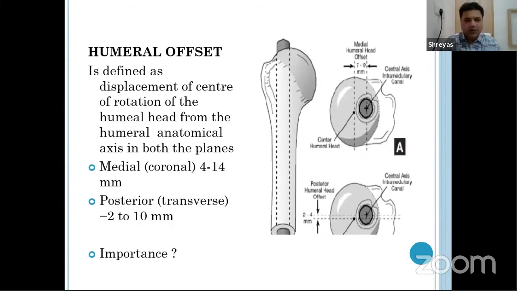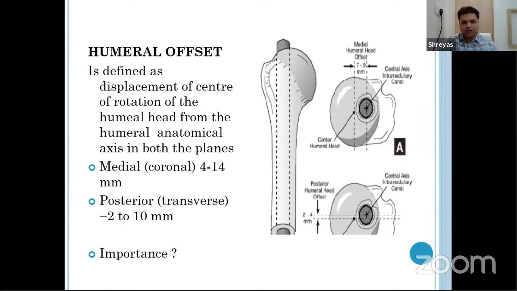Humeral offset. Humeral offset is basically a displacement of the center of rotation of the humeral head from the humeral anatomical axis in both the transverse as well as the coronal planes. That means that the humeral head doesn't lie in the same plane as that of the anatomical axis of the humerus. In the coronal plane, it is medially displaced around 4 to 14 mm, and in the transverse plane it is displaced minus 2 to 10 mm.